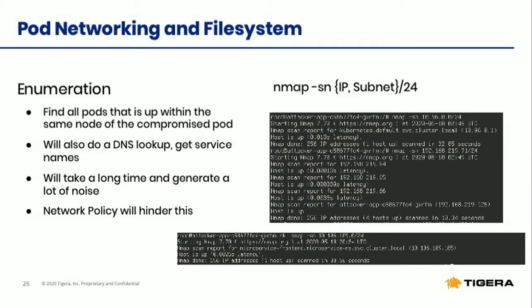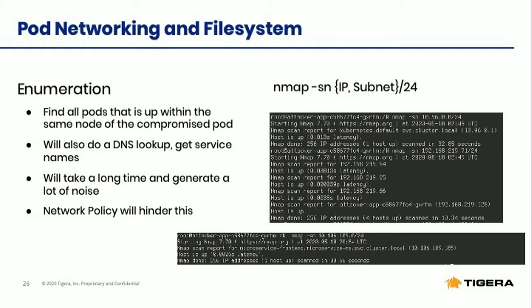So I'll talk about the slide again. In the enumeration, we're just going to use nmap -sn on the pod IP address or the pod subnet. If you run this command on the pod IP address or pod subnet, it does a ping scan on the whole subnet of the node. With that, you will know all the other pods that are running on the same node as the compromised pod. While this is happening, you also get the DNS lookup, and what that will give you is the service names, as you can see on the right.